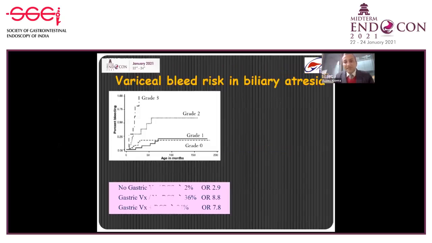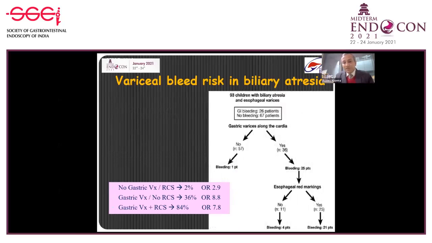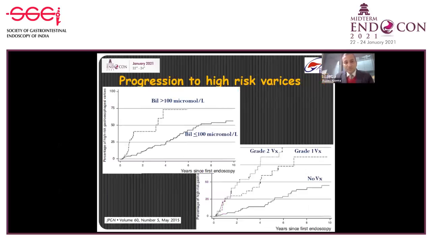So the variceal bleed risk in biliary atresia is related to the grade of the esophageal varices, presence of gastric varices, and also the red color signs. So the more the gastric varices and red color sign, the more risk of bleeding. And also, when the bilirubin is more than 100 micromole, or that is more than 6 milligram per deciliter in a biliary atresia child, or if the initial endoscopy showed higher grade of varices, there is more progression to high risk varices with more likelihood of bleeding.